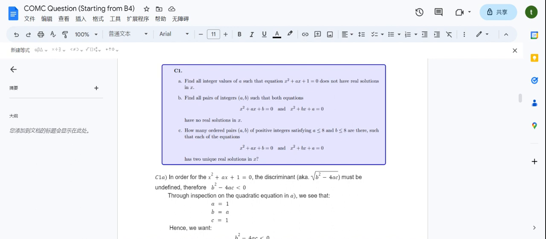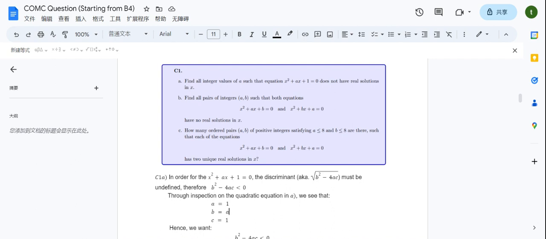Because the quadratic formula is negative b plus or minus the square root of b squared minus 4ac, divided by 2a. So if b squared minus 4ac is negative, there is no real solution, and subsequently the two roots are going to be imaginary roots.